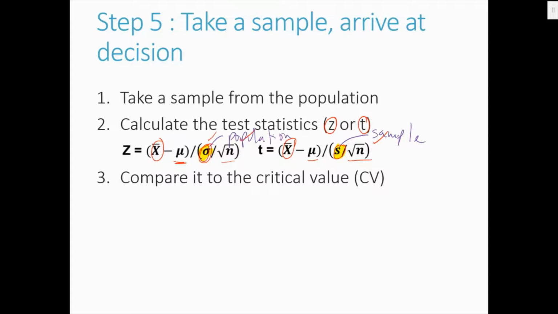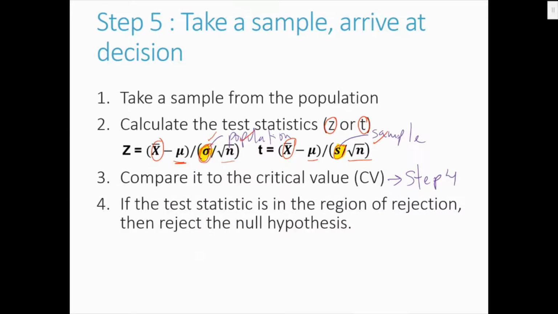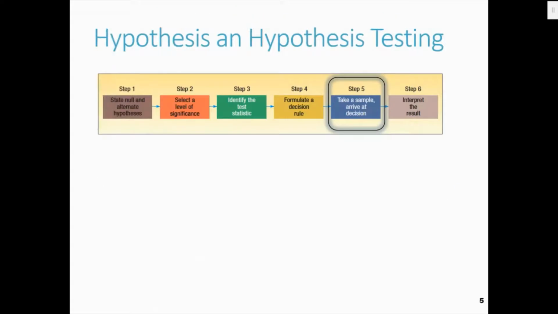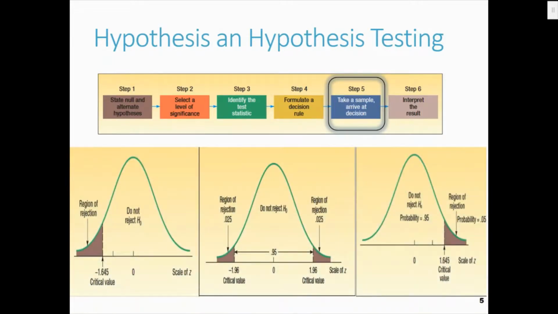Once you calculate your test statistic, out of the 6 steps that we have, only step 5 is when you do the math. Then you compare this test statistic, your math, to the critical value. The critical value is a line that separates your reject from do not reject zone. This is what you do in step 4. Once you compare them, if the test statistic is in the region of rejection from your step 4, then you reject the null hypothesis. Once you reject or do not reject is when you arrive at a decision.